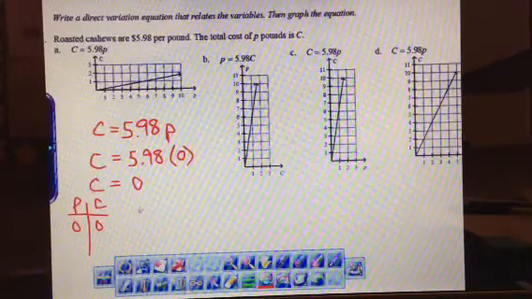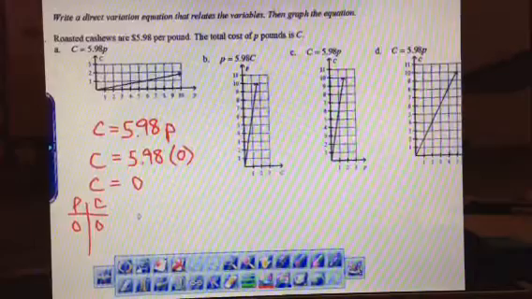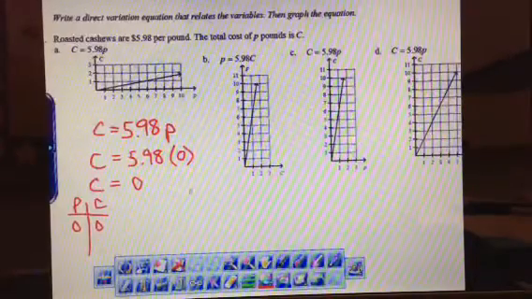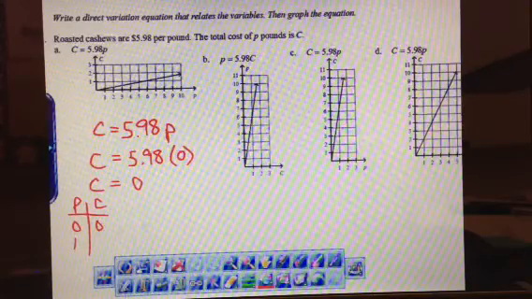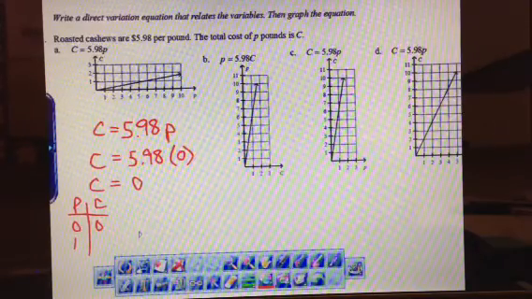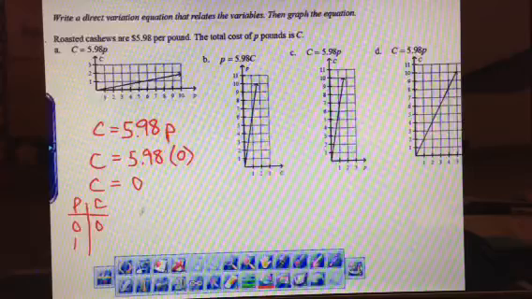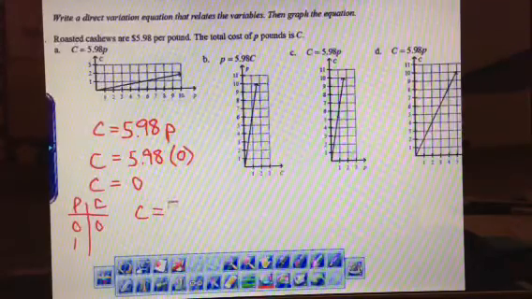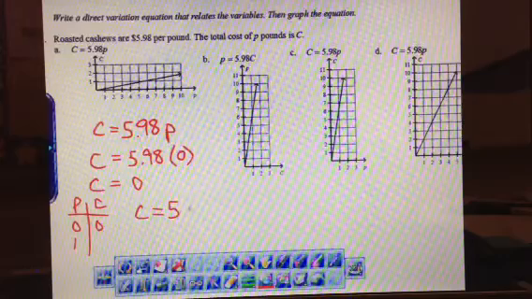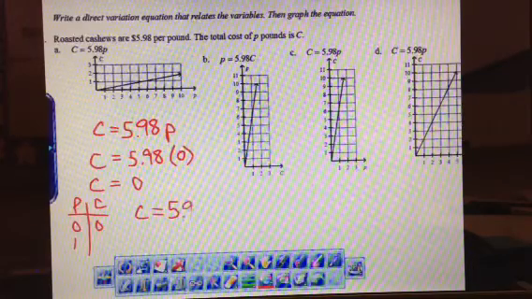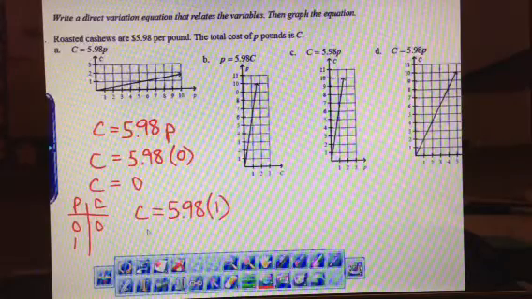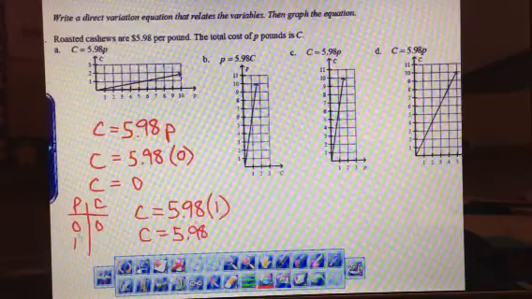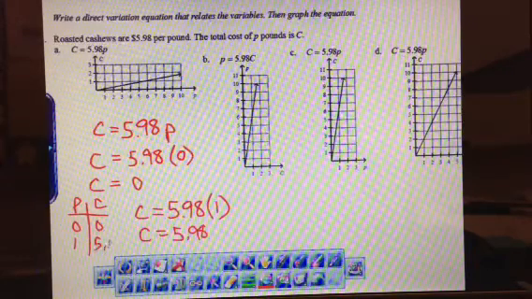Now if we put just one other point in, once we have 2 points, we have enough to graph it. So let's put in 1 for p. So in place of p in the original equation, we're going to replace it with 1. So we'll have c equals 5.98 times 1, and 5.98 times 1, that's 5.98. So we have the point 1, 5.98.